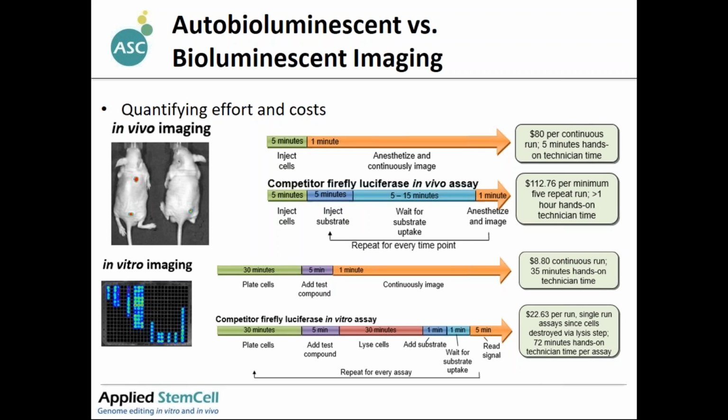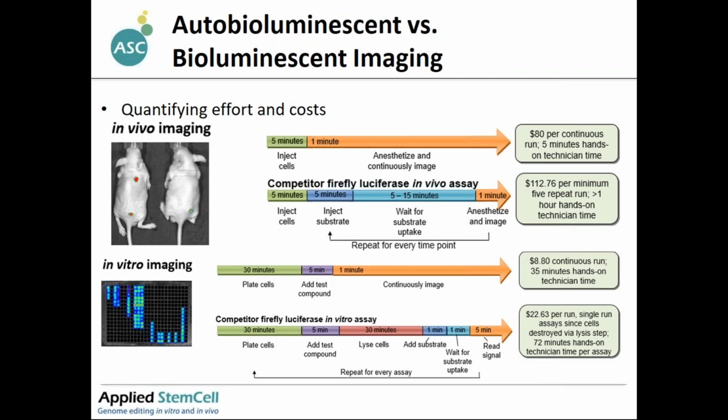So for example, for in vivo imaging, you just need to inject your cells, anesthetize the animal, and start imaging whenever you want. But if you're using traditional bioluminescent imaging, you would have to inject a substrate every time you take an image, which would significantly increase the hands-on time as well as the cost for the substrate.